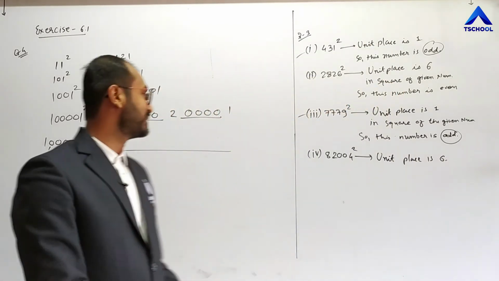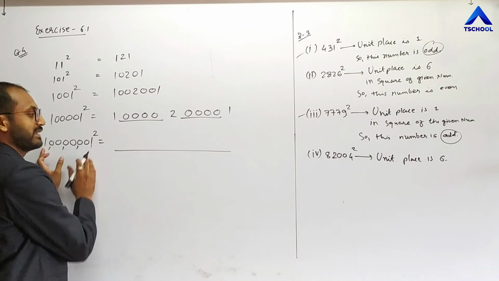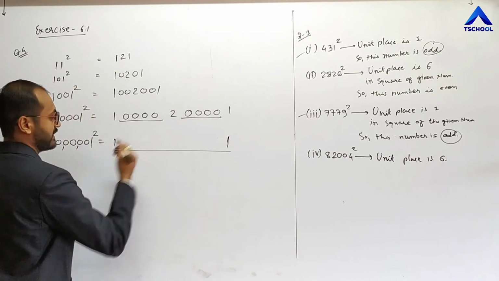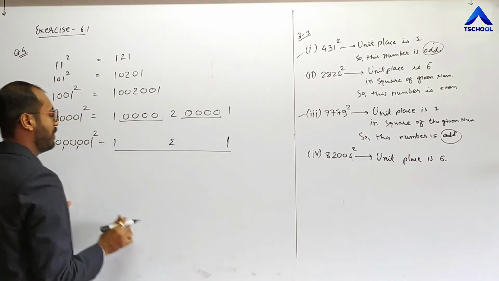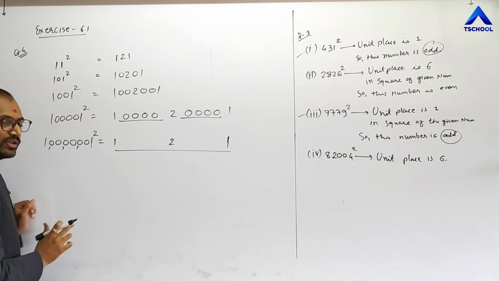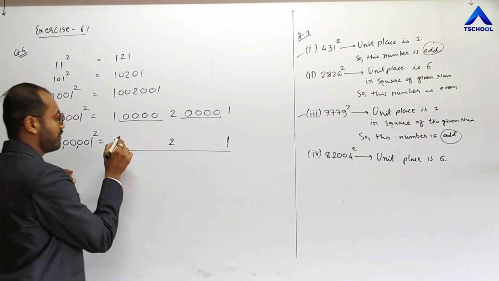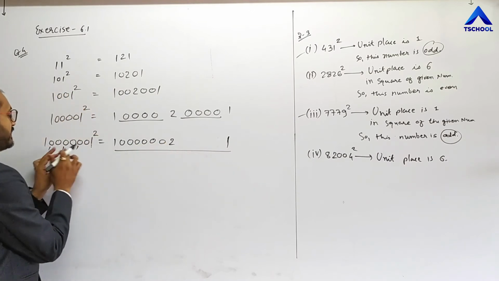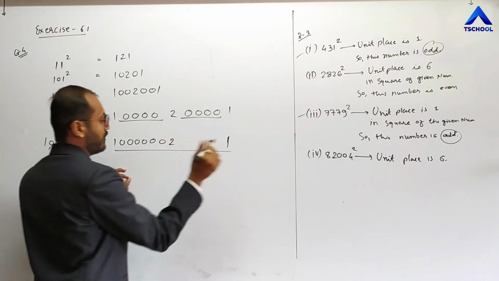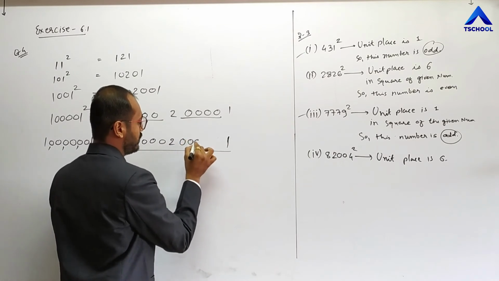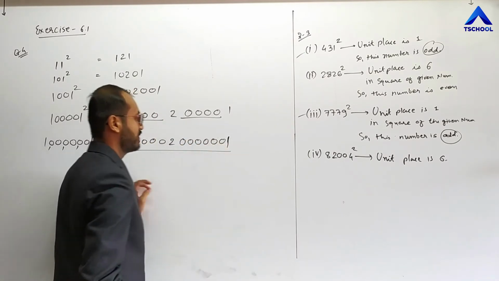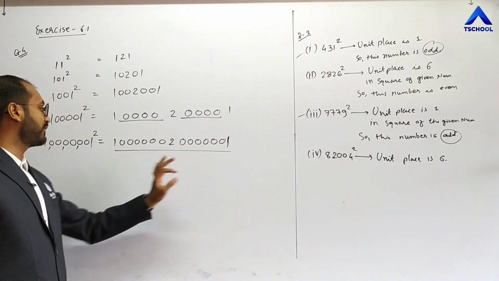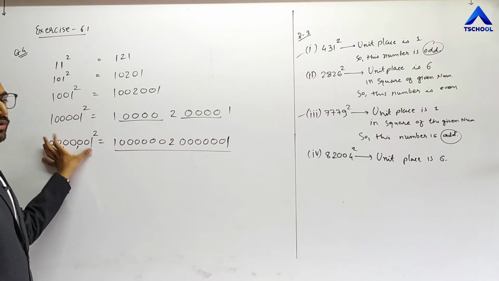That square number gives this pattern that 1 is at the end, that means 1 and 1 at the end, and 2 is at exact center. Now how many zeros are there? 3 and 3, 6 zeros after 1. So I have to write here 6 zeros: 1 2 3 4 5 and 6, and 6 zeros before 1 as well: 1 2 3 4 5 and 6. So this is your answer. Clear? So this is the answer of the square of this 1 crore 1.